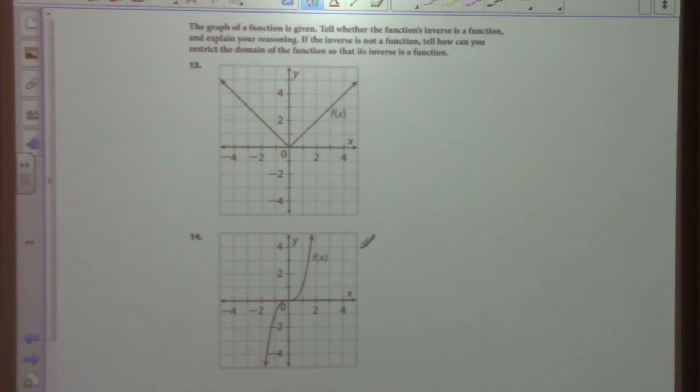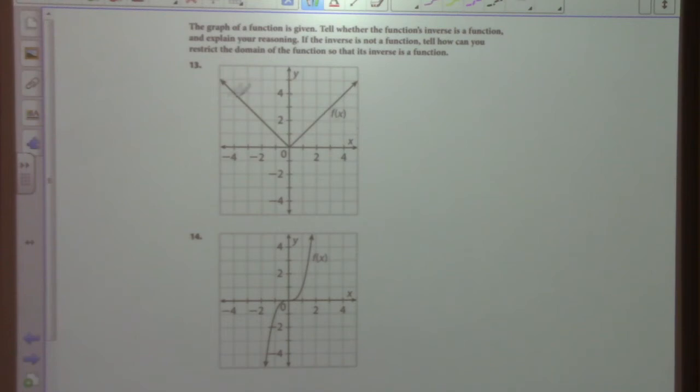Okay, now we're at 13, 14. The graph of a function is given; tell whether the function's inverse is a function, and explain your reasoning. If the inverse is not a function, tell how you can restrict the domain of the function so its inverse is a function. So, on that graphic organizer that Connor has on his desk, what was one of the 6 things it says on there? The inverse of a function is... Not always. Okay, Connor said it is not always a function. And that's what this is getting at here.